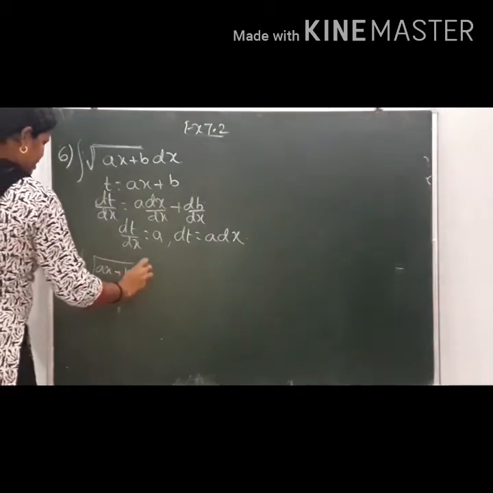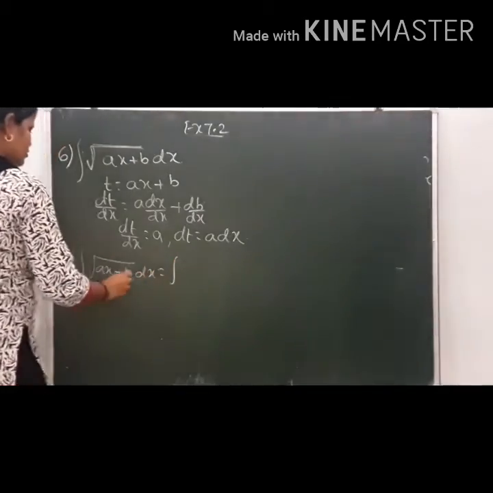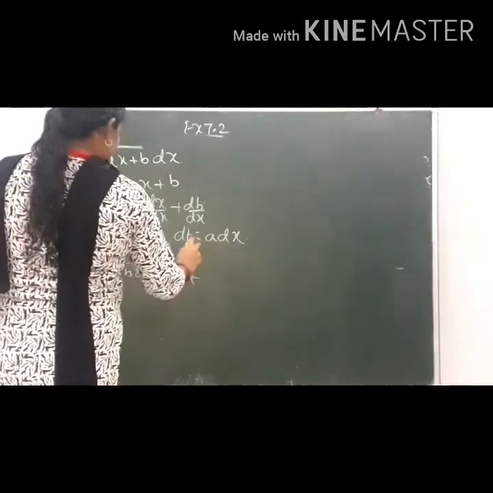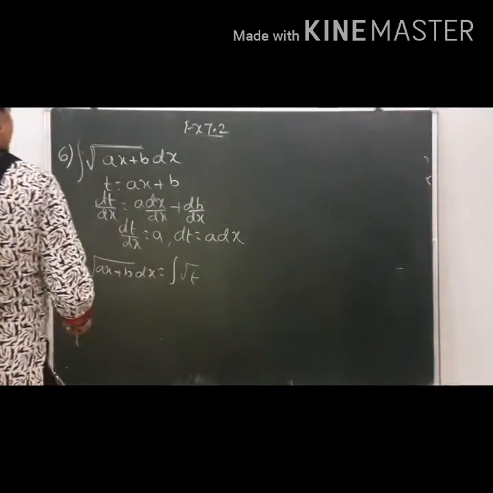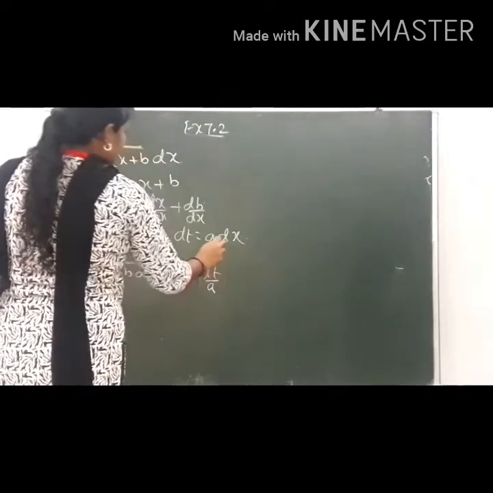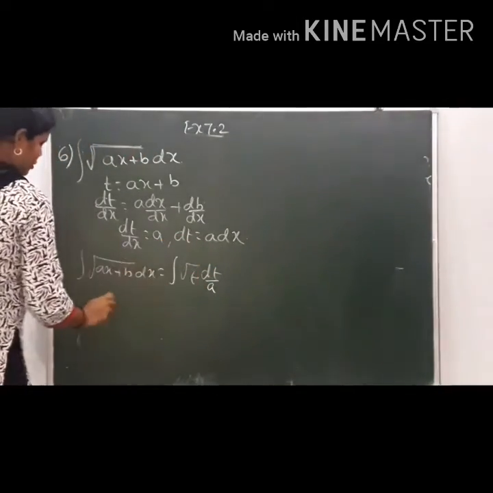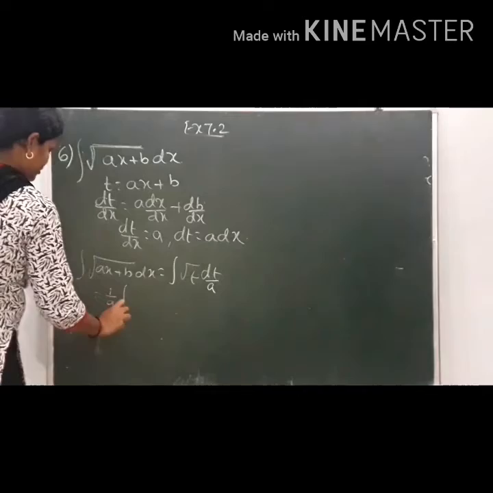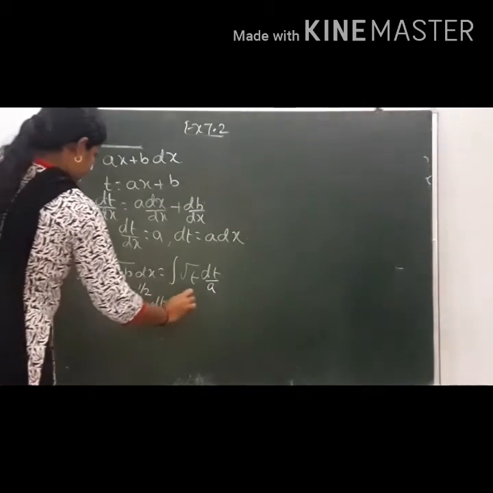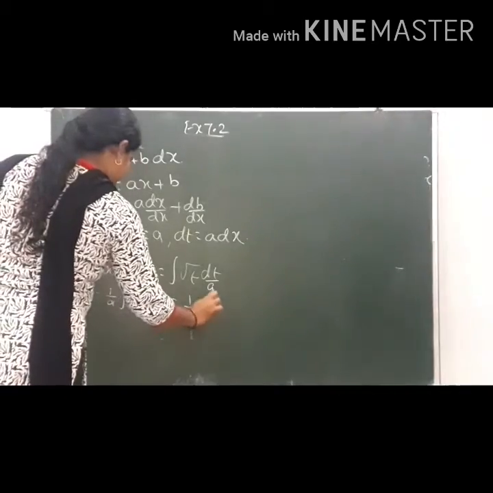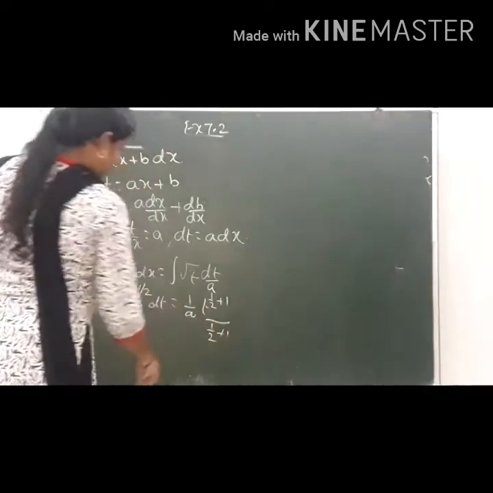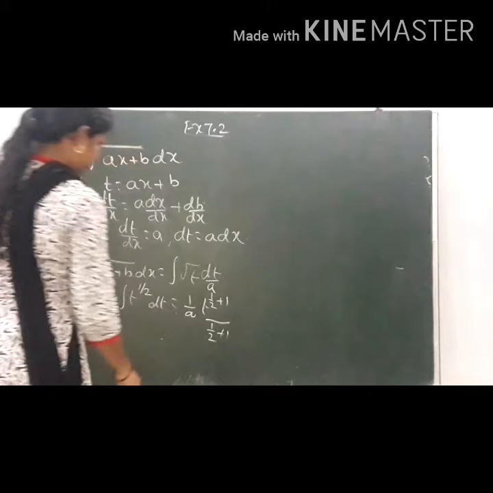So we are going to substitute this and convert it like this. The integrand square root of ax + b is the square root of t, and dx we can take out as dt/a. So this is 1 by a, root t we can write as t to the power 1 by 2. So 1 by a, t to the power 1 by 2 plus 1 upon 1 by 2 plus 1. This is the integration formula, plus c.